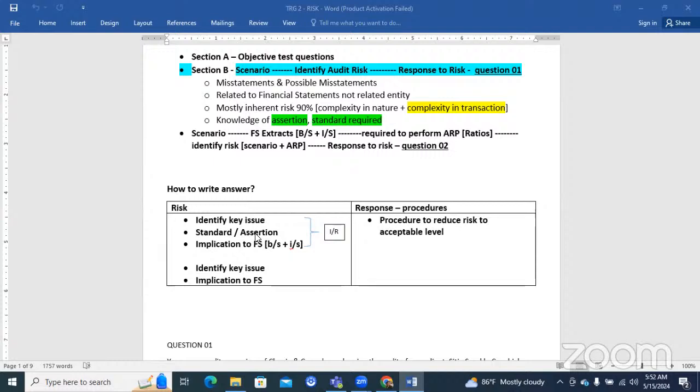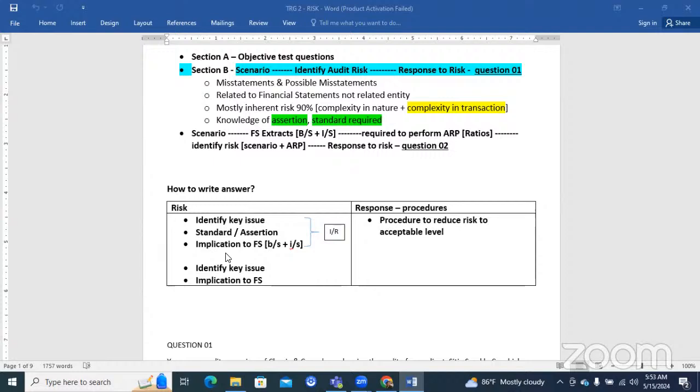If it is a cutoff problem, mention it is a cutoff problem. If it is a valuation problem, mention it is a valuation problem. So identify the issue and also mention the standard or the assertion. Then impact to financial statements. Most of the students are not writing the implication to financial statements. When you are writing the implication, try to balance both balance sheet and income statement. Impact to balance sheet: assets, liabilities, profit. Impact to income statement: profit. So try to write the implication properly. That is what we call inherent risk. So for inherent risk, these 3 points are to be satisfied.